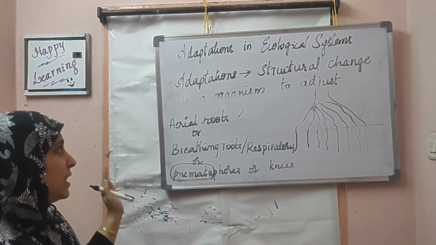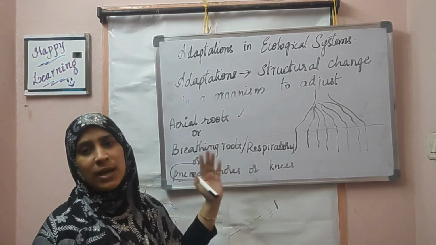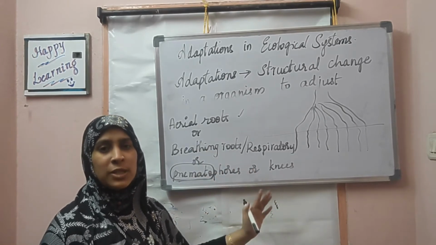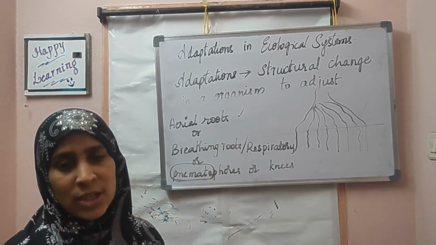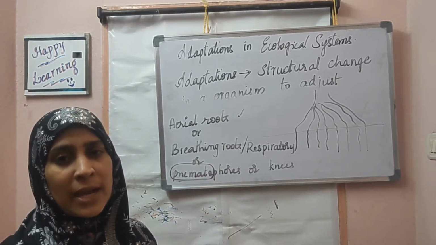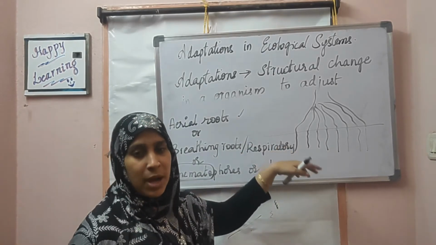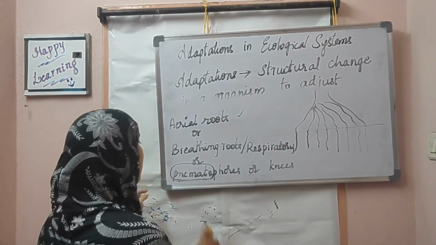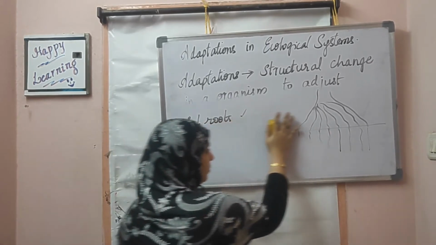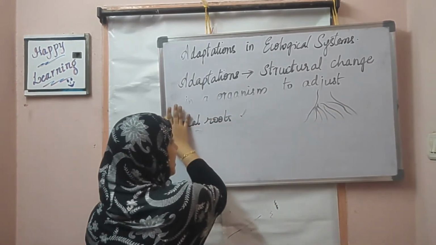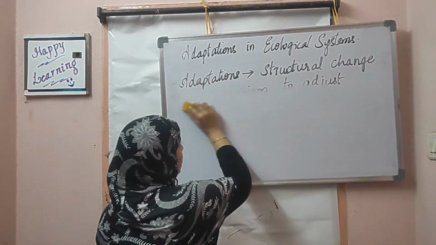So this is one example for adaptation. This is not seen in other plants, but is seen in mangroves and cypress plants which grow in marshy areas. So this is a structural change that is seen in these plants so that they can survive well in these living conditions, that is in the marshy areas. This type of change seen in the body of the organism so that it can survive in its environment is called adaptation.